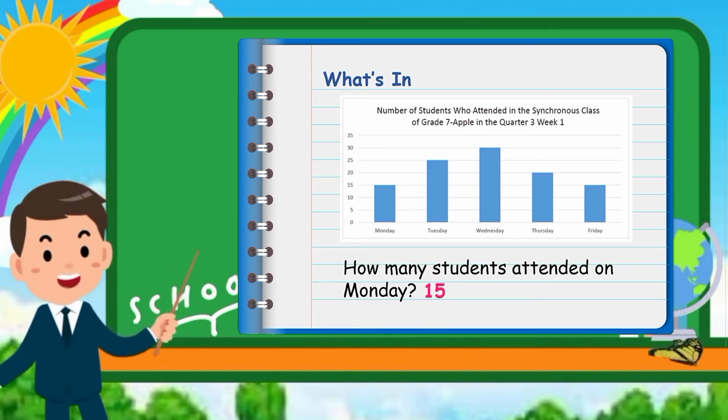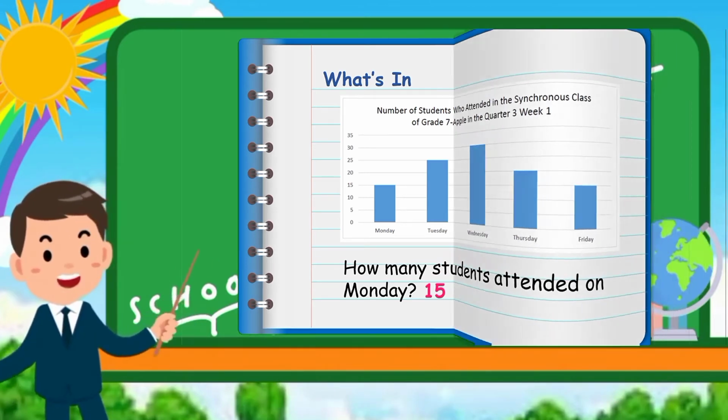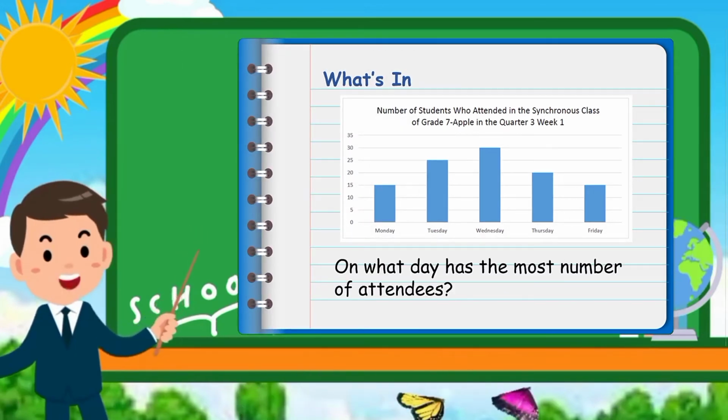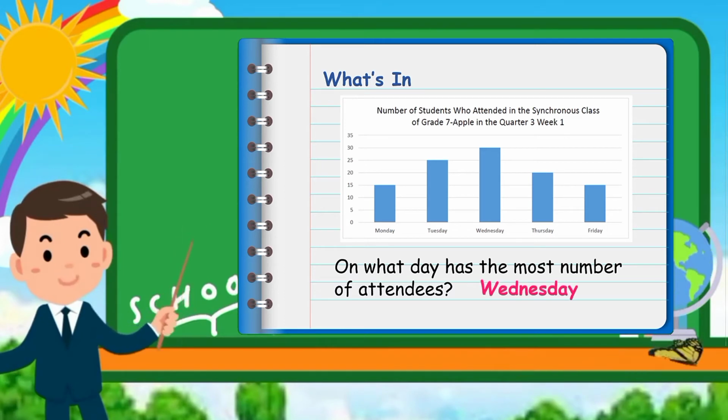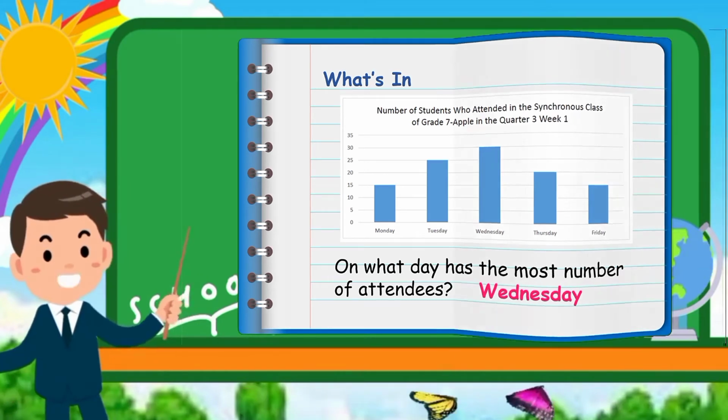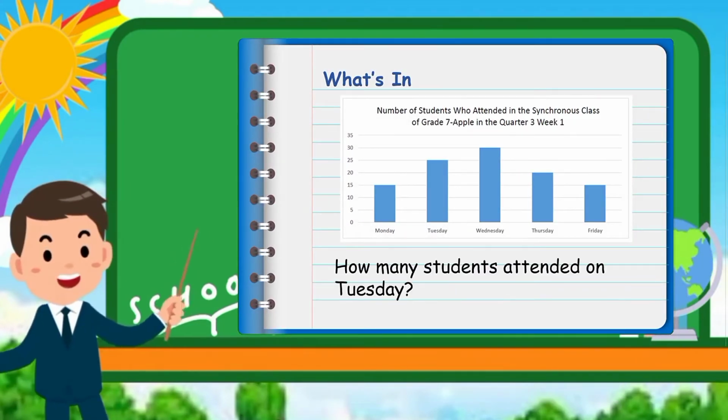Amazing! You got it correctly. 15 students attended on Monday. Question number 2. On what day has the most number of attendees? You're right. Absolutely. The answer is Wednesday. Here is question number 3. How many students attended on Tuesday? Correct! 25 students attended on Tuesday.